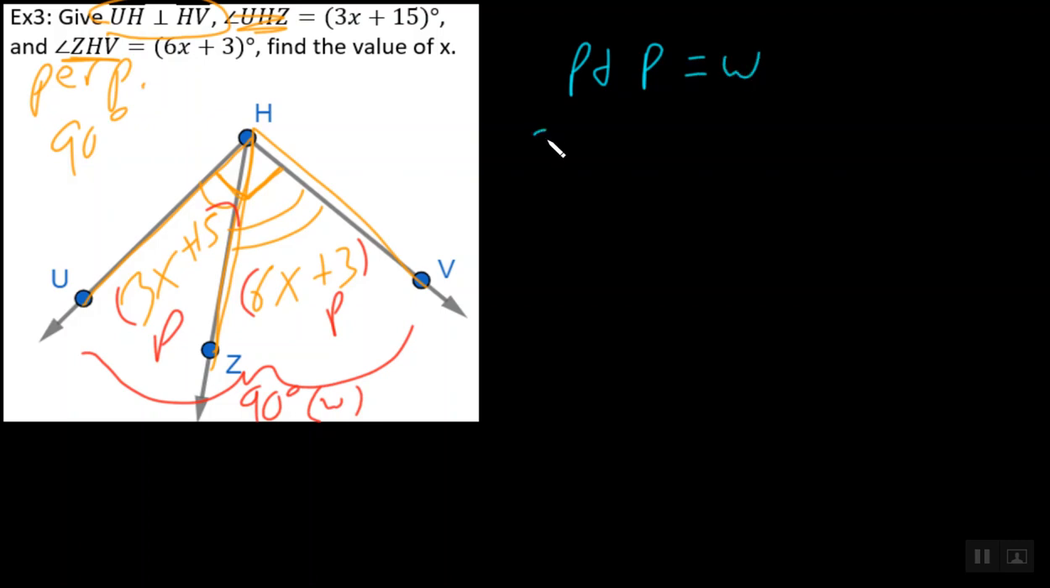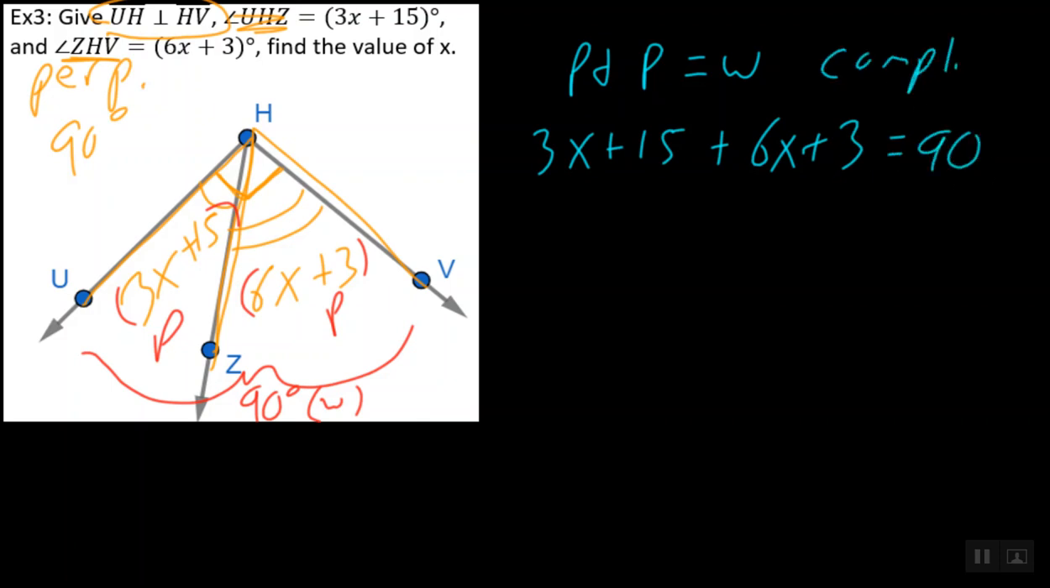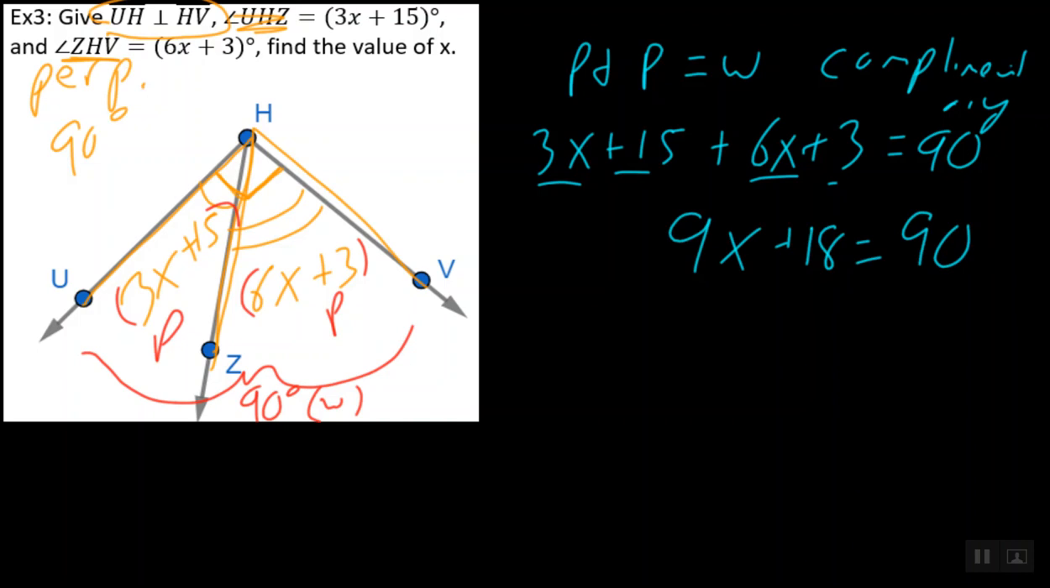Our part 1 was 3x plus 15 plus 6x plus 3, which will add up to be 90. And remember, we call those complementary angles. Okay, now from here, we're going to combine our like terms. We know 3x plus 6x will be 9x, and 15 plus 3 would be 18. Fantastic. So 9x plus 18 is equal to 90.